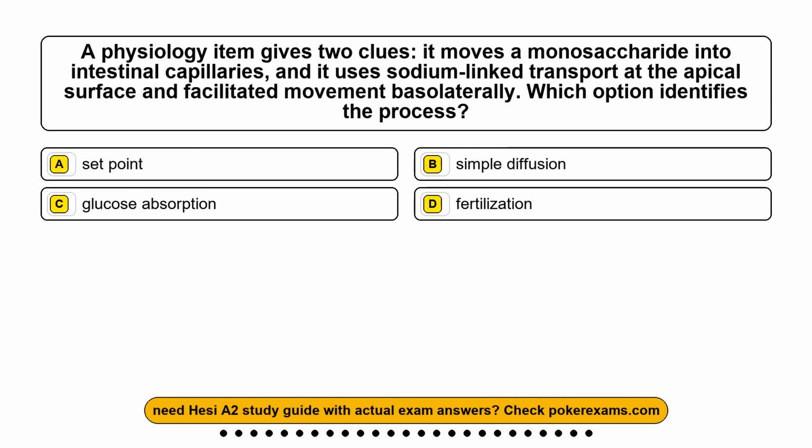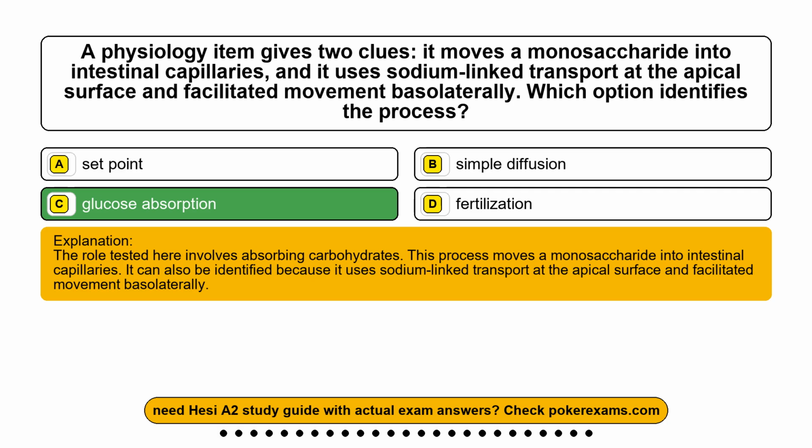Question 22. A physiology item gives two clues. It moves a monosaccharide into intestinal capillaries, and it uses sodium-linked transport at the apical surface and facilitated movement basolaterally. Which option identifies the process? Option A, set point. Option B, simple diffusion. Option C, glucose absorption. Option D, fertilization. The correct answer is option C, glucose absorption.